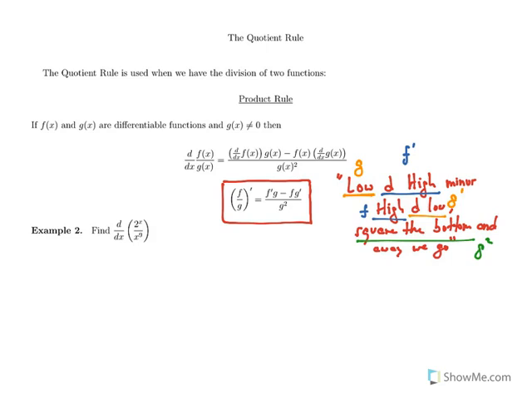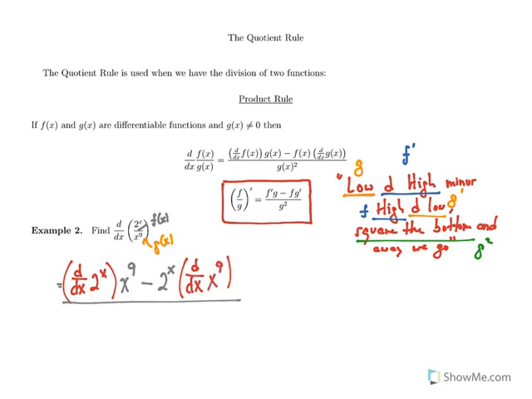So let's see this in action with the similar kind of functions we did in the previous problem. The derivative of 2 to the x over x to the ninth. Here our top function is going to be f of x, and our bottom function, x to the ninth, is g of x. So we are going to have the derivative of the top times the bottom minus the top times the derivative of the bottom. And then we cannot forget to divide by the bottom squared.